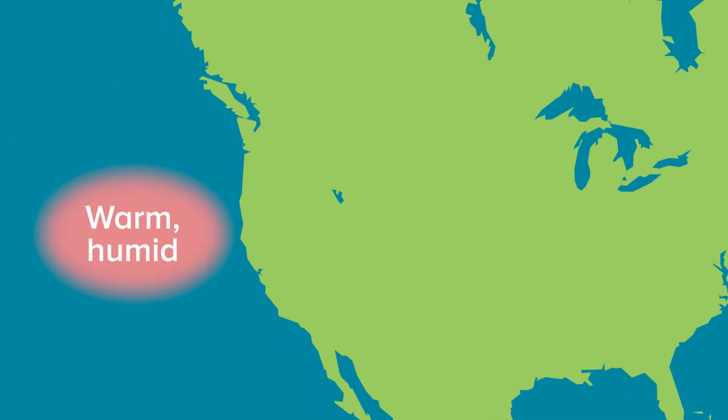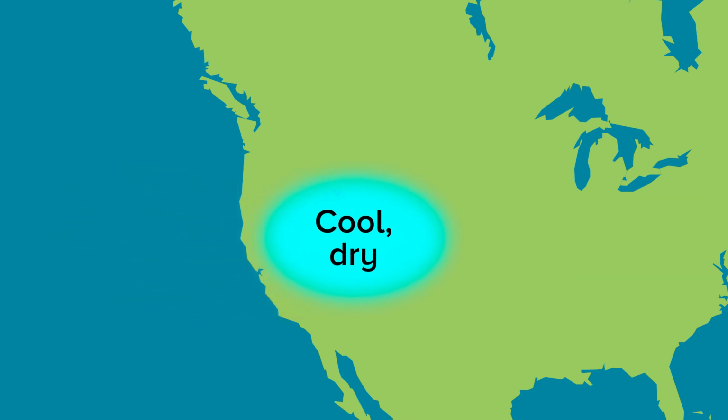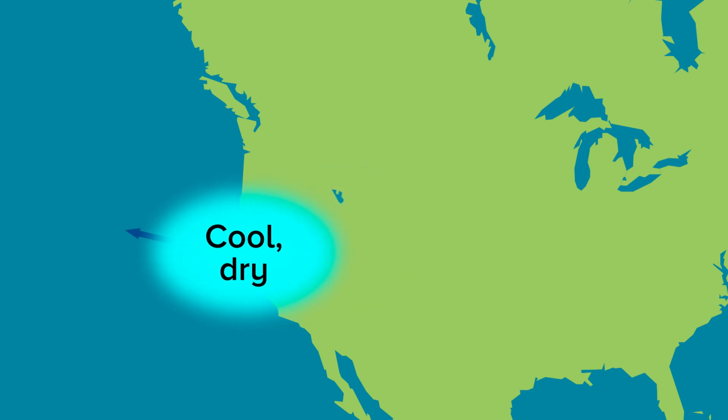Warm, humid air can move over land and become cool and dry. Or cold, dry air can move over water and become humid and warm.